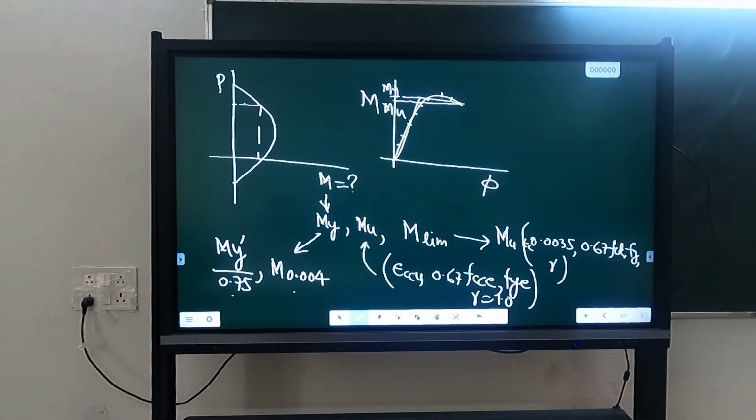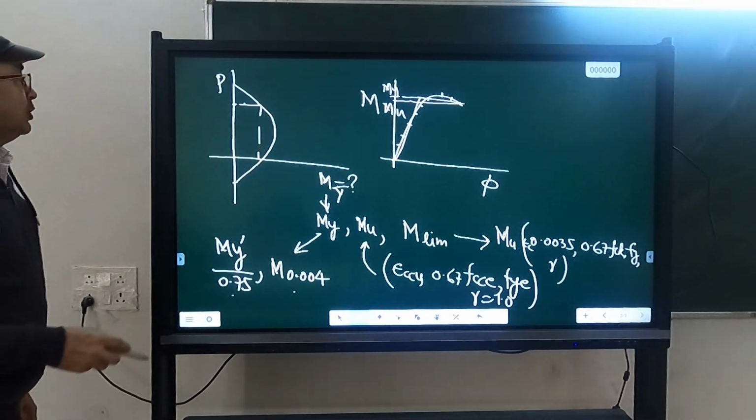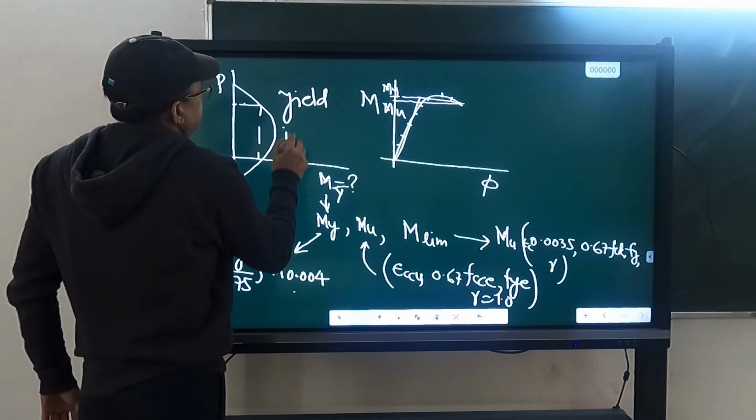Okay. So when you plot P versus My, we call this the yield curve or yield interaction curve.